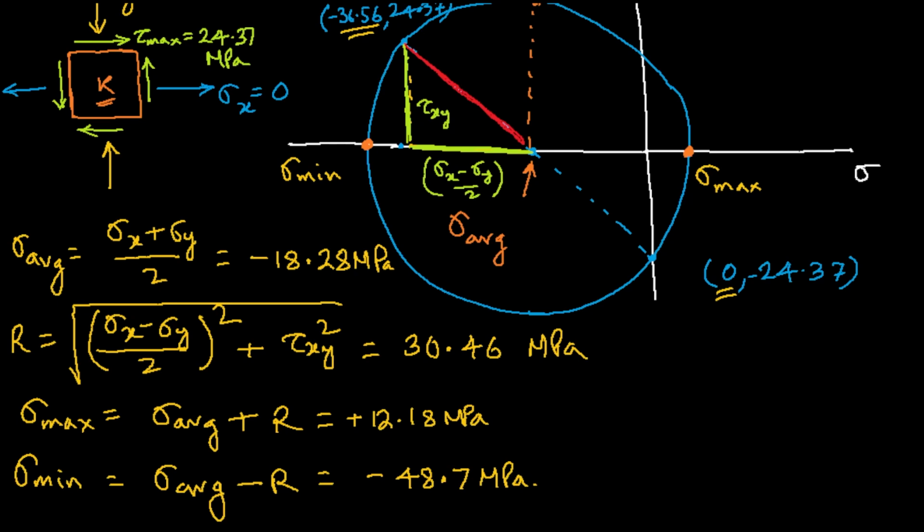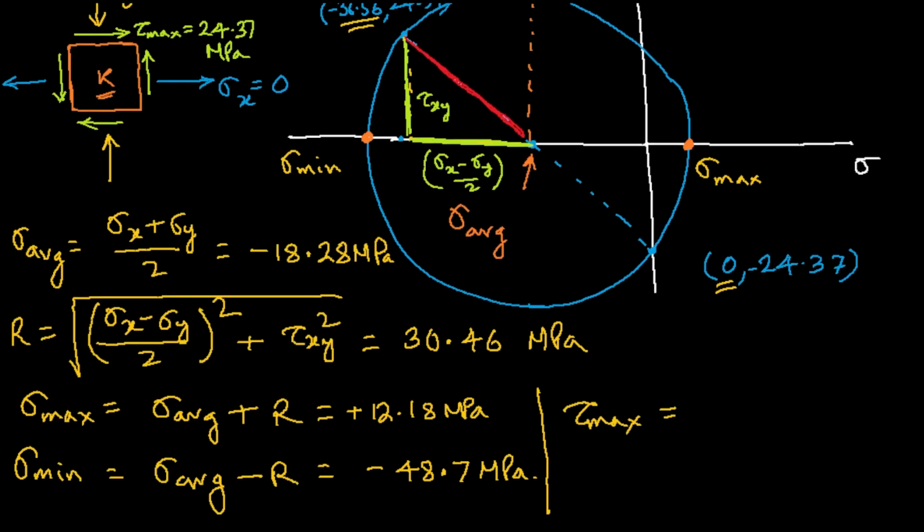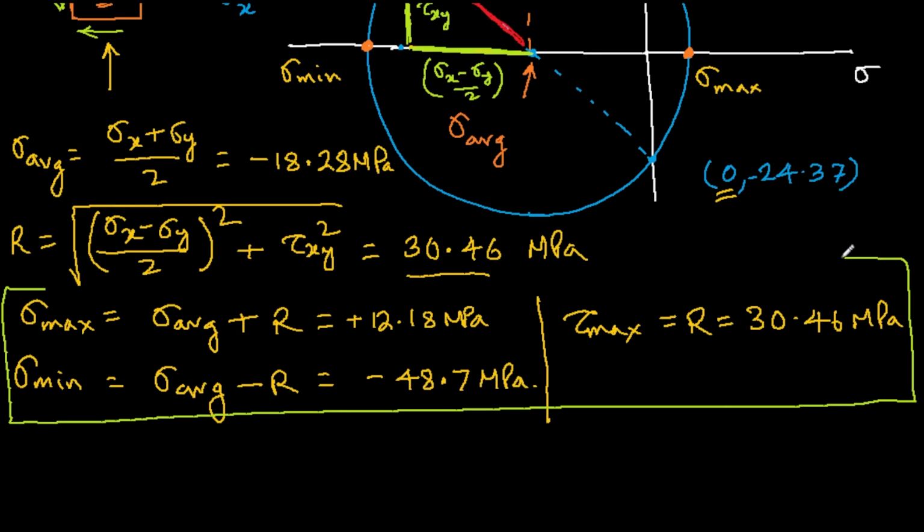And what about the tau max? Tau max, which is this point, is just the radius. That will be equal to 30.46 megapascal. So these are the three values which we were asked for the point K.